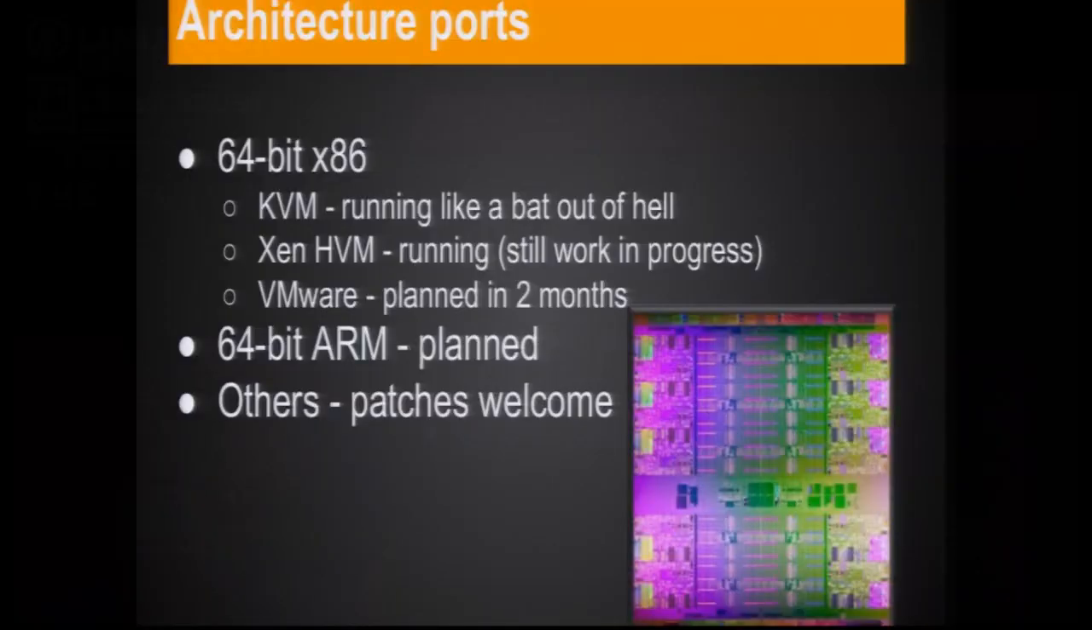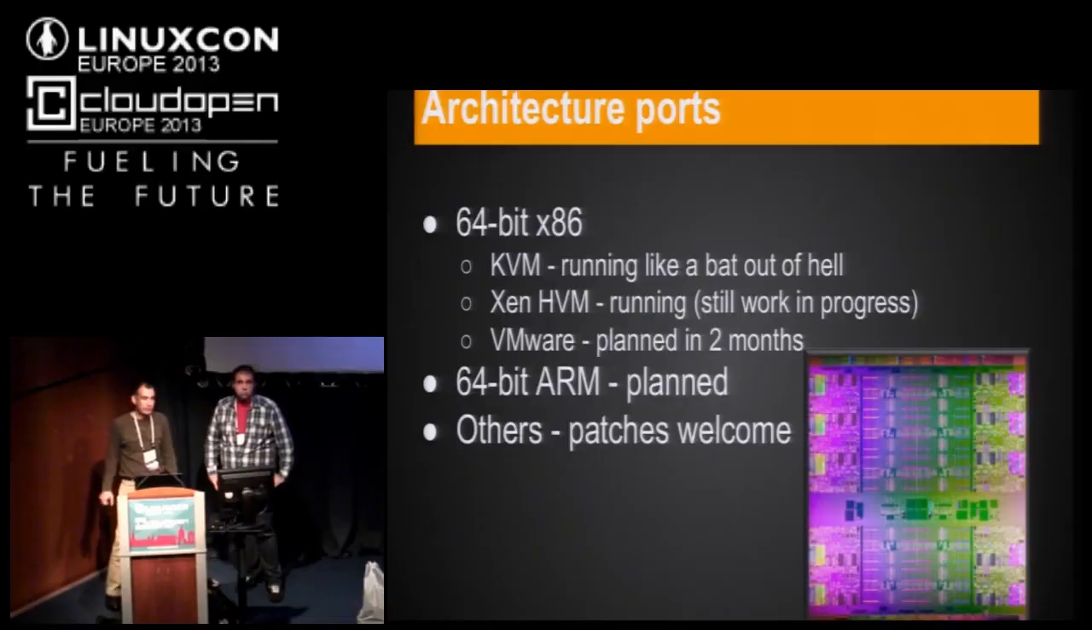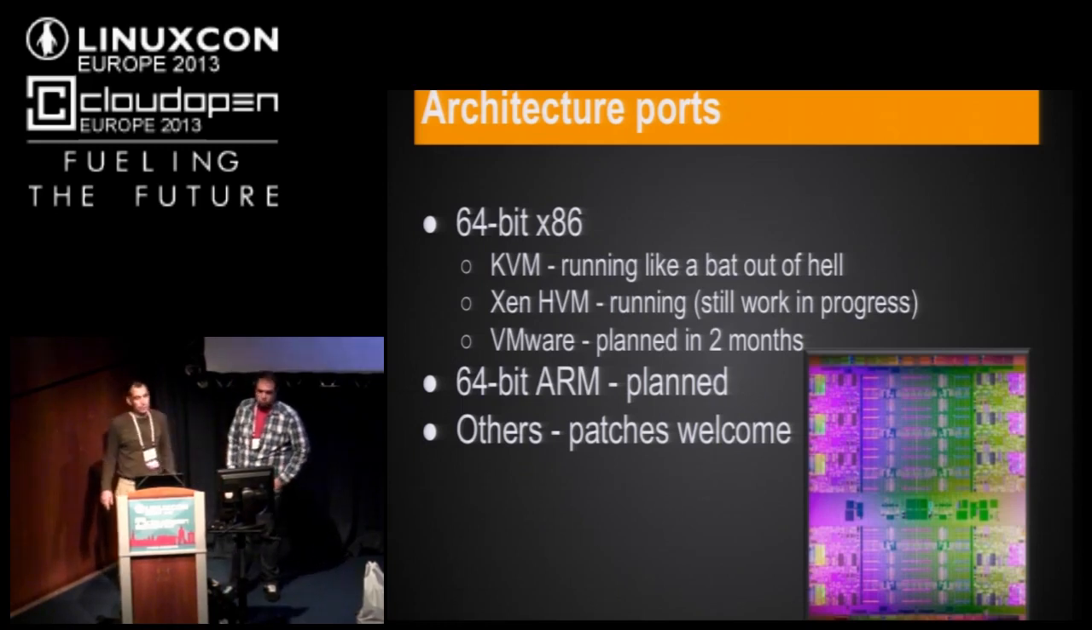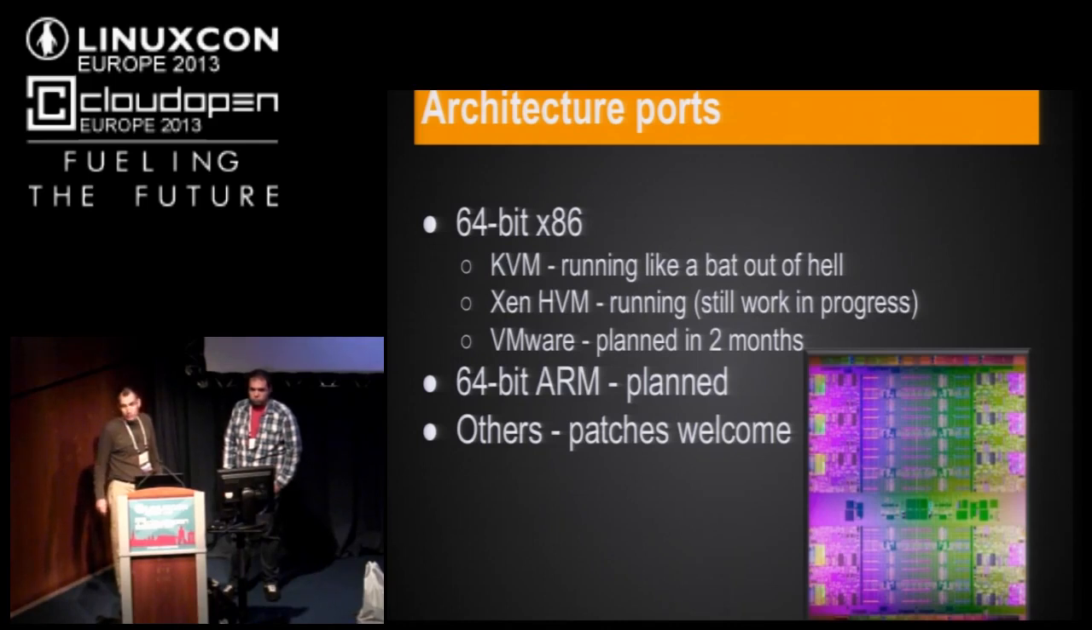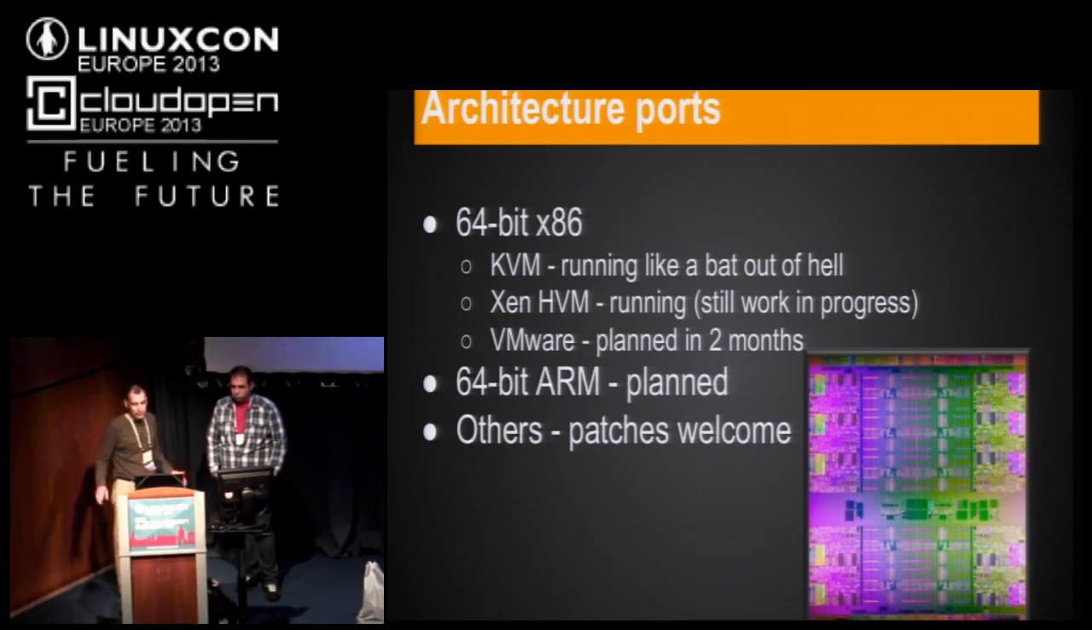In terms of architecture ports, so we started with the x86, of course. We were only 64 bits and no 32-bit port. Out of familiarity, we started with KVM, and it's running very fast on that. There is also a Xen port that runs on Amazon, and you can use our image on Amazon, and it just works. It's still not as fast as it could be. We're still optimizing it, but it does run.